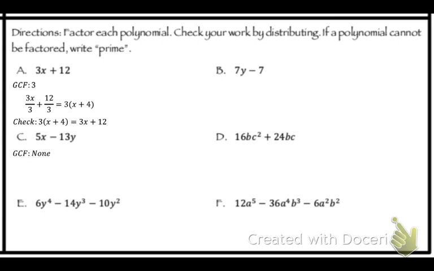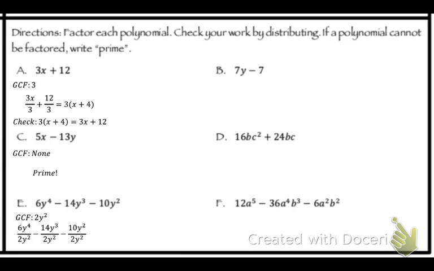Look at C. There isn't a GCF between 5x and negative 13y, so that is prime. Look at E. The GCF there is 2y squared. So we can divide that out.